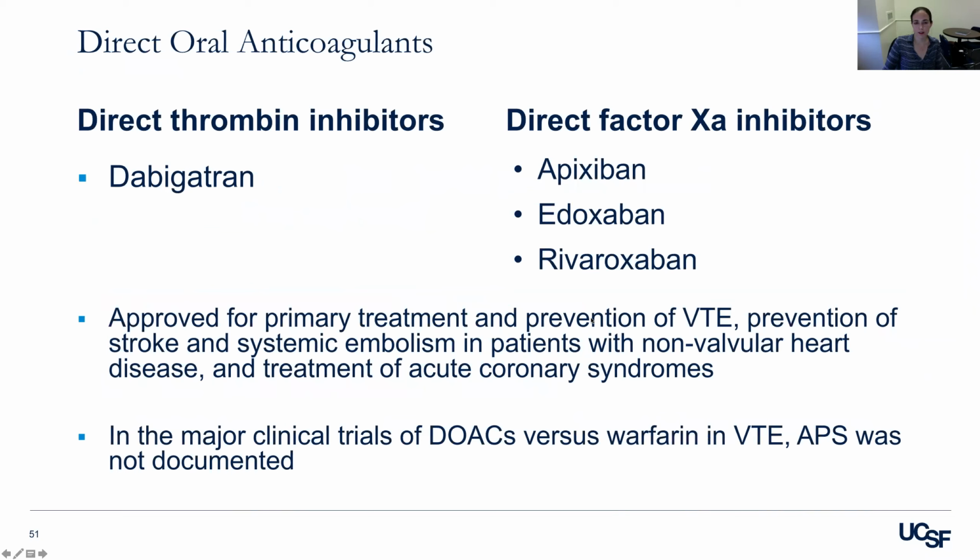So the direct oral anticoagulants, just to quickly review what these are. There's a direct thrombin inhibitor, currently dabigatran, that's available. And there are direct factor Xa inhibitors. So rivaroxaban is one of these, as well as apixaban and edoxaban. And these are currently approved for a few indications in the primary treatment and prevention of venous thrombotic events, the prevention of stroke and systemic embolism in patients who have non-valvular heart disease, and the treatment of acute coronary syndromes.